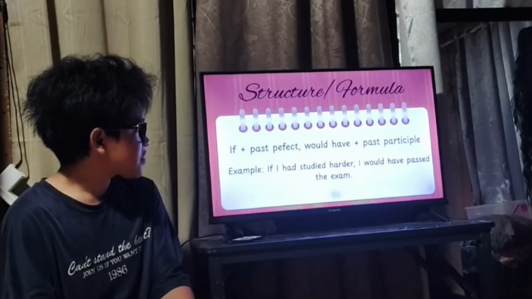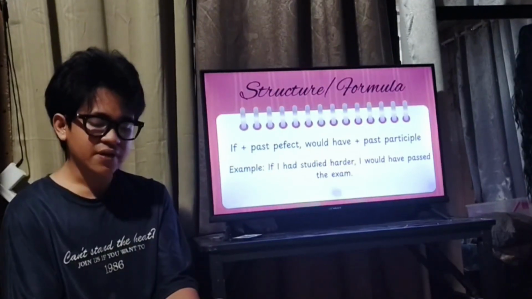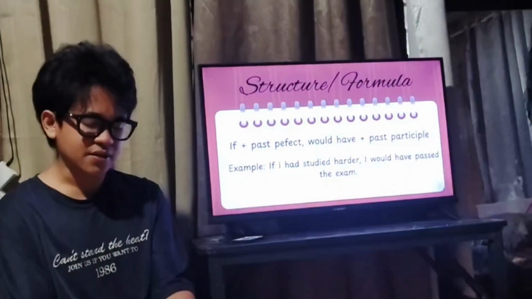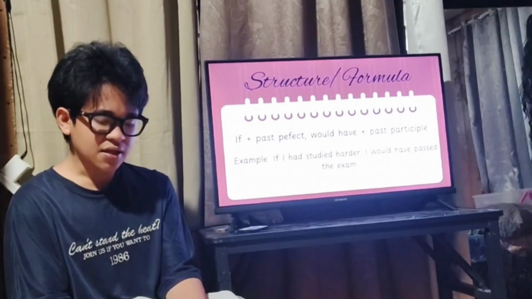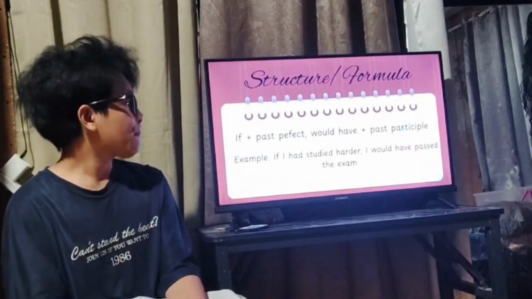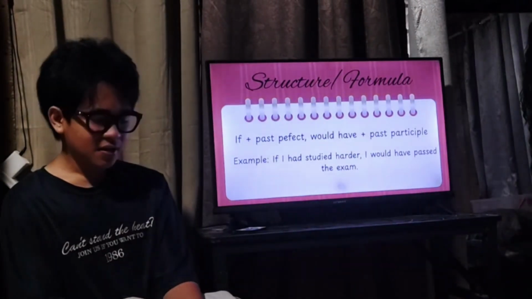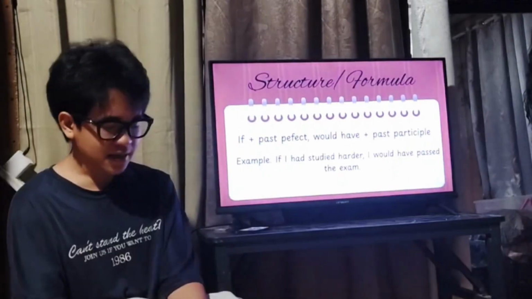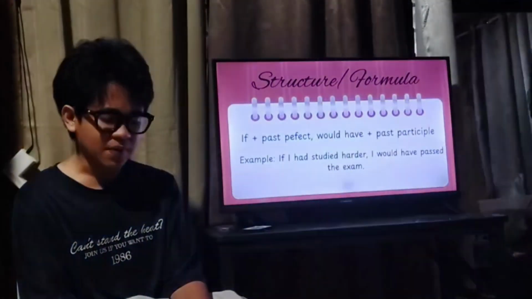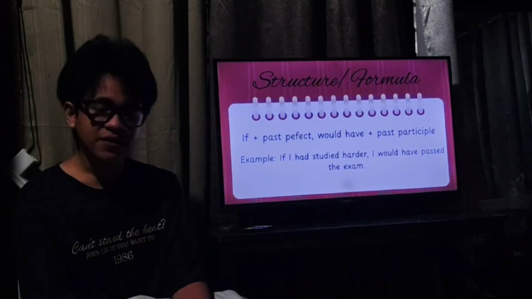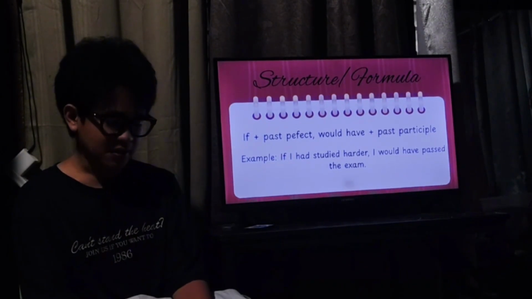We have here the first clause, if I had studied harder. It uses the past perfect tense, had plus past participle. This part describes the condition that did not happen. And now for the second clause, which is the main clause, I would have passed the exam. It uses would have plus past participle. This part describes the result that did not occur because the condition was not met.